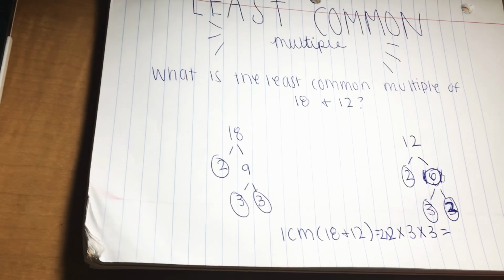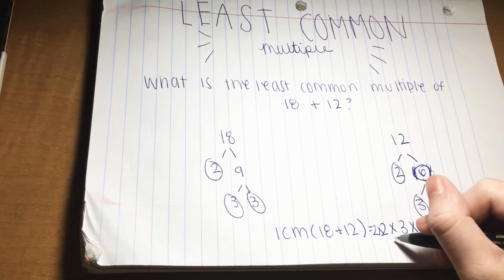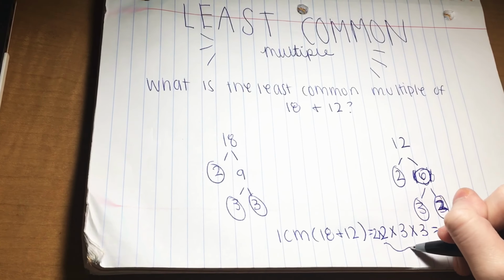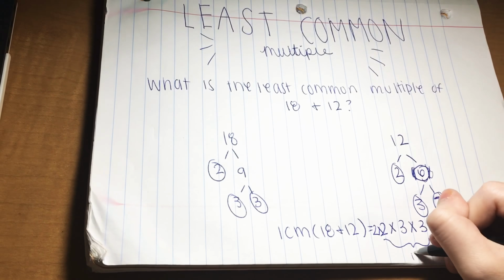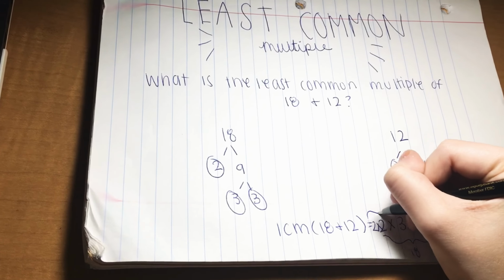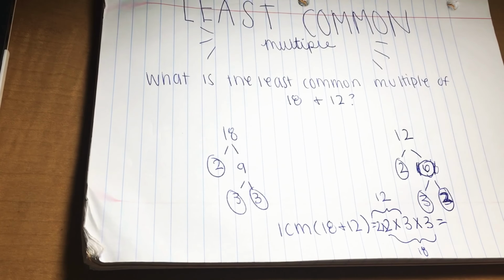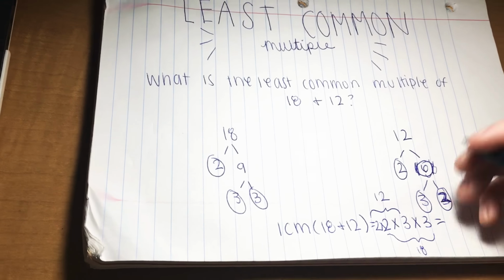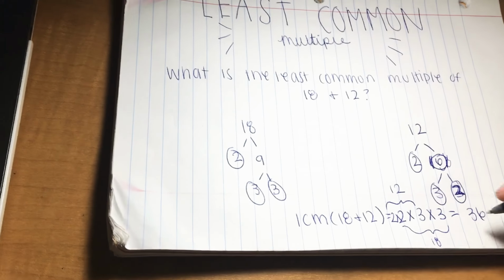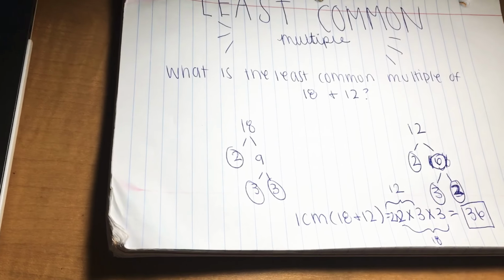If you need to check your work to make sure you're doing it correctly, you can check it this way. You can do this and you know that that's 18, and then you can do this and you know that that's 12. So they both work. Then you'll multiply all this together to get 36. You can just plug it into your calculator, and 36 would be your final answer.